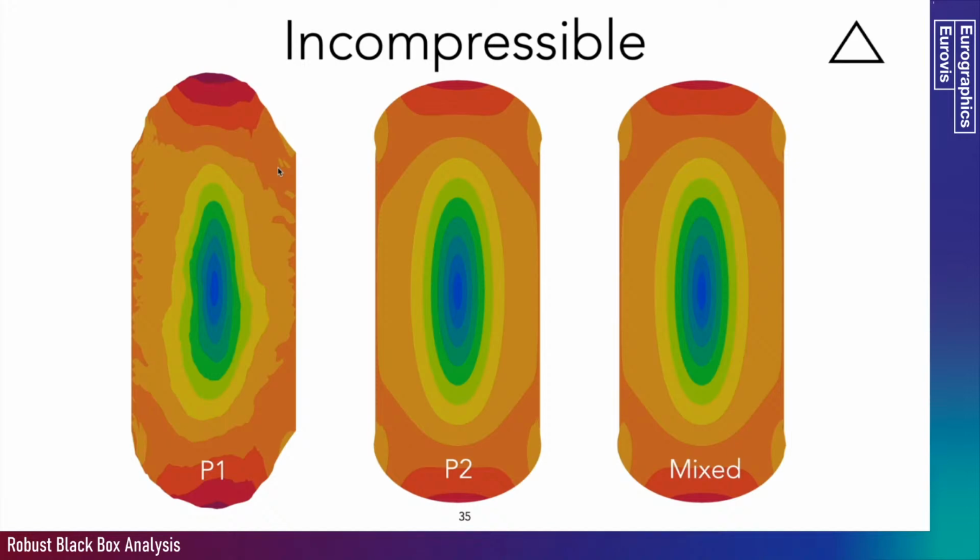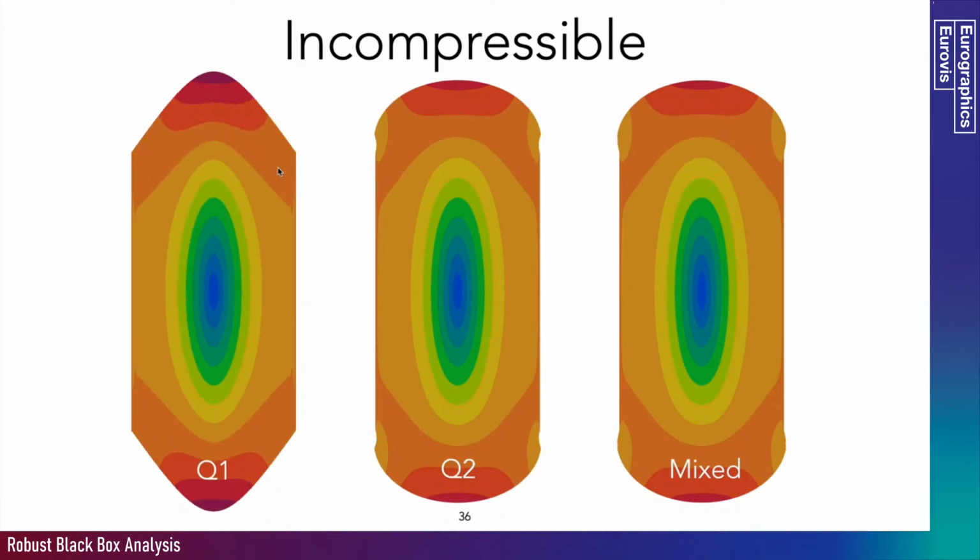Here we see again the quadratic triangles are really good, comparable with the mixed discretization, and the linear triangles are really bad. The solution looks completely random. What's interesting to note here is that for the linear quads, the solution looks good. If you just look at the plot, you would say this is a correct solution, but in fact it's completely off and completely different from the real one. And again, the quadratic quads and mixed quads have similar performance.